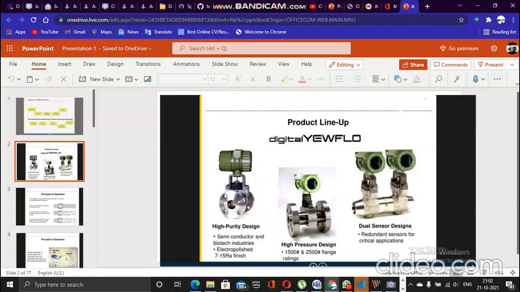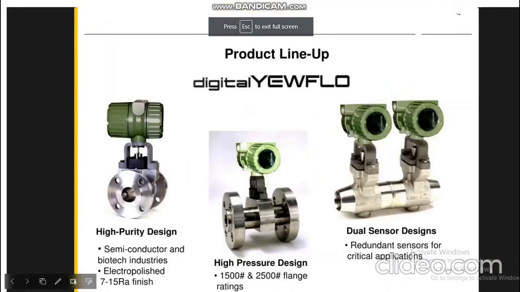So let's start the topic. Basically this is a vortex flow meter, and this is the setup of a vortex flow meter. You can see this is a high purity design, this is a high pressure design, and this is a 12 sensor design. Basically these are the different kinds of vortex flow meter.